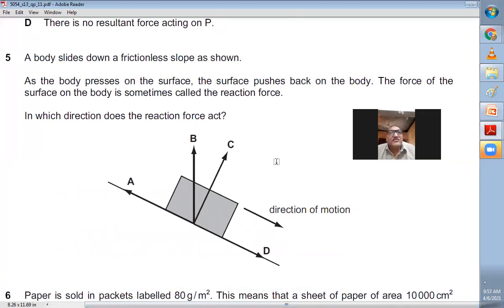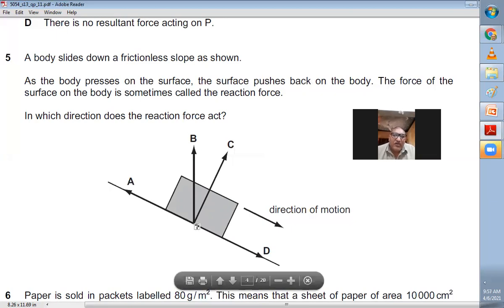A body slides down a frictionless slope as shown. As the body presses on the surface, the surface pushes back on the body. The force of the surface on the body is sometimes called the reaction force. In which direction does the reaction force act?